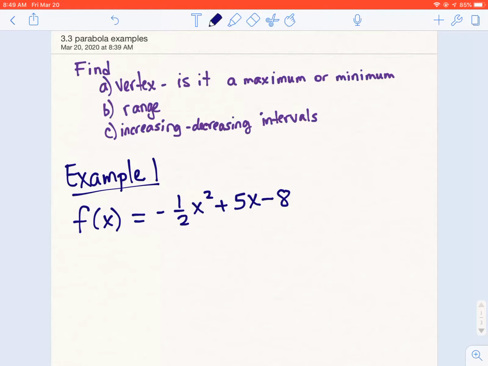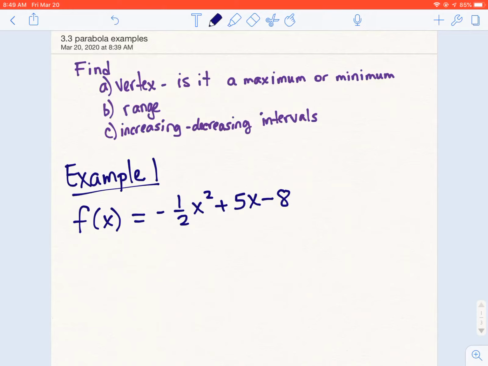Hello, here's the second video, some more examples of parabolas. So if you already know how to find the vertex, the range, and increasing and decreasing intervals, you don't need to watch this because that's all we're doing. I'm going to do two examples. Okay, so the first example is already written down.